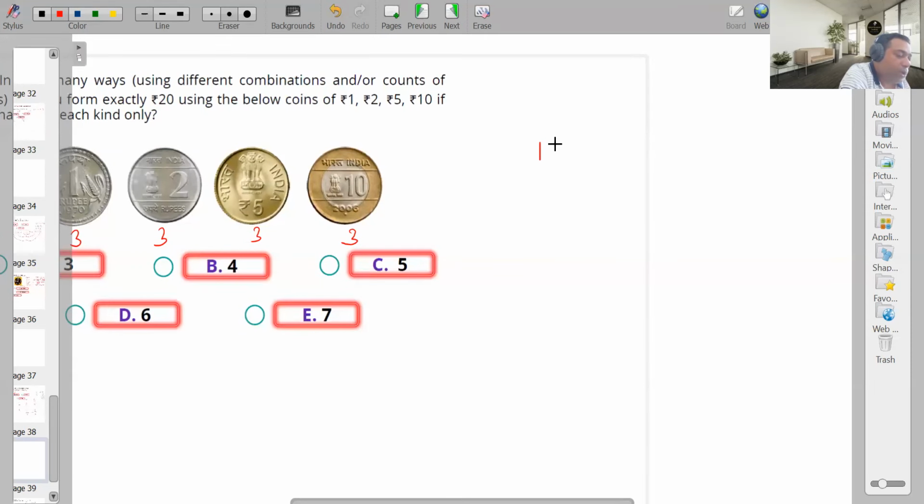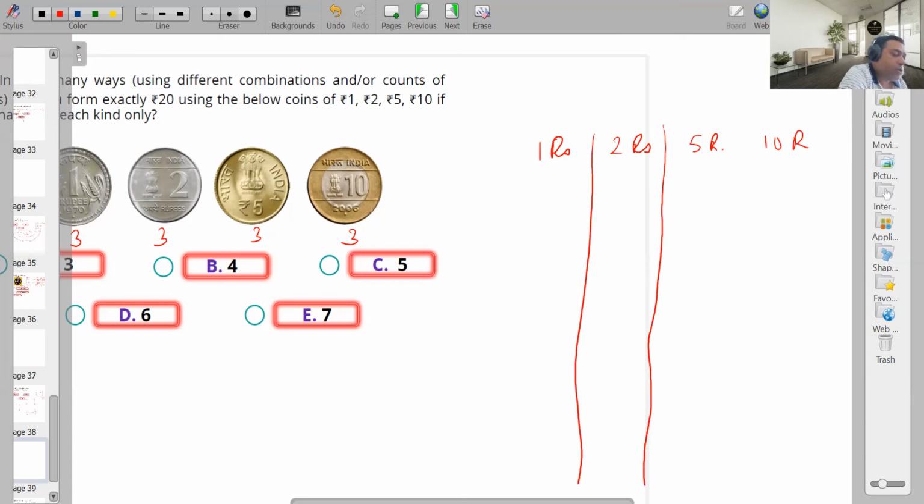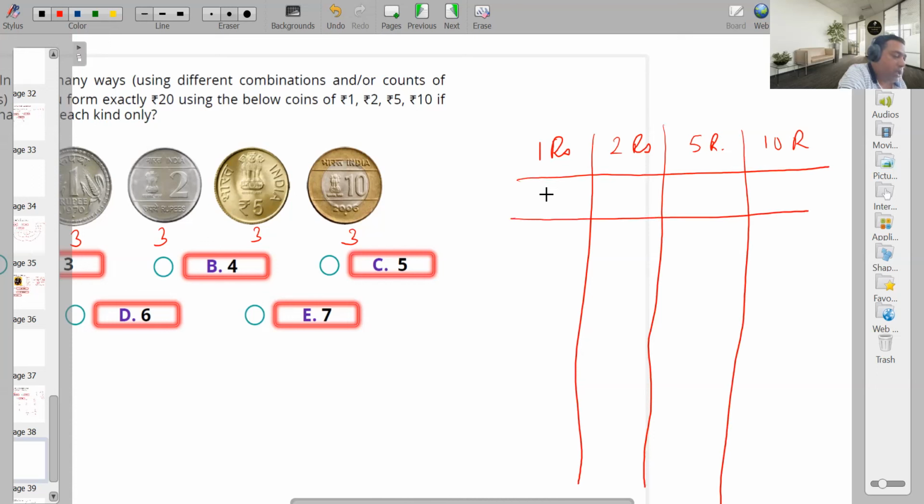So we have a 1 rupee coin, a 2 rupee coin, a 5 rupee coin, and a 10 rupee coin. And their counts are, each one of them, 3. Our aim is to make 20 rupees. Of course, we cannot make 20 rupees with 3 one rupee coins, and with 3 five rupee coins also we cannot. We can make it with 10 rupee coins, using 2 of them.